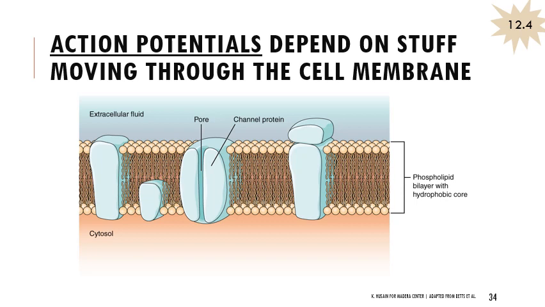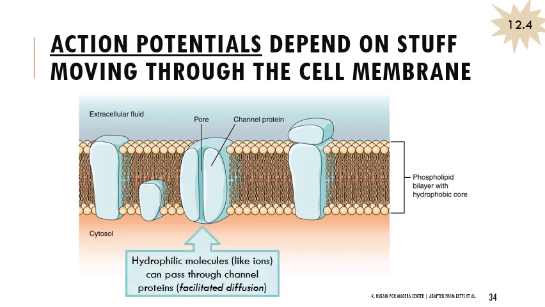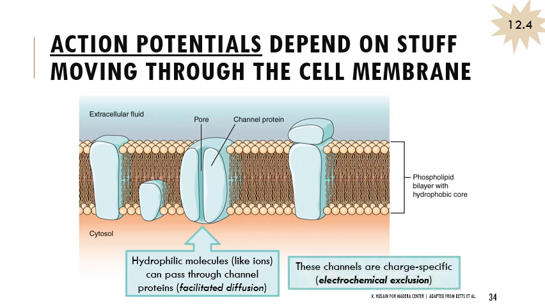We do, however, have a bunch of proteins embedded in that membrane, including channel proteins, which have pores. This one is pictured as just being open. They're not all like that. But what's really great about channel proteins is hydrophilic molecules like ions can really easily pass through those channel proteins through what's called facilitated diffusion. So it's a passive process, but you do need the channel protein present. There is some selectivity with channel proteins, so these can be charge specific, which is called electrochemical exclusion.